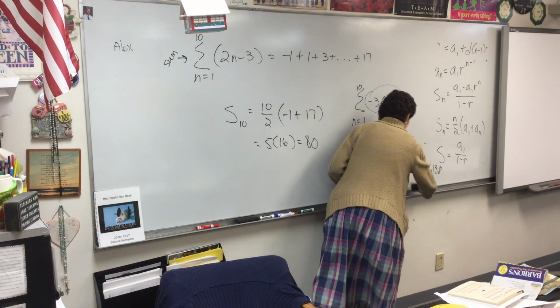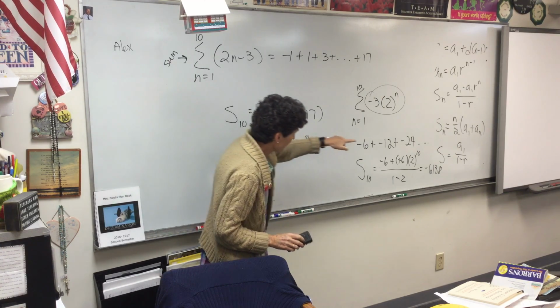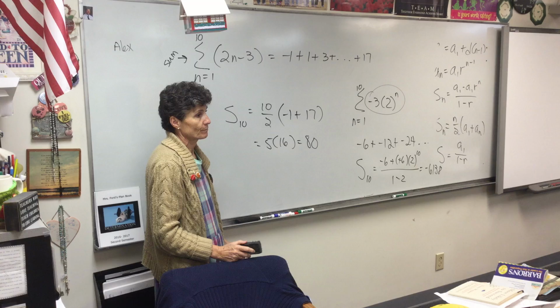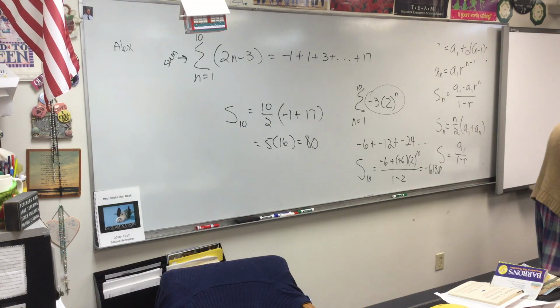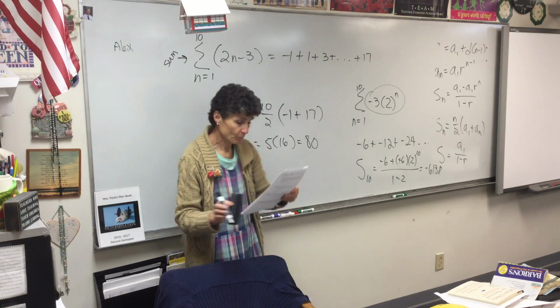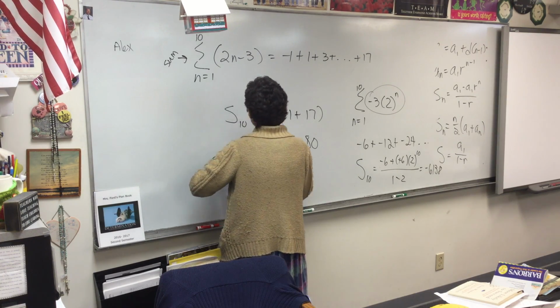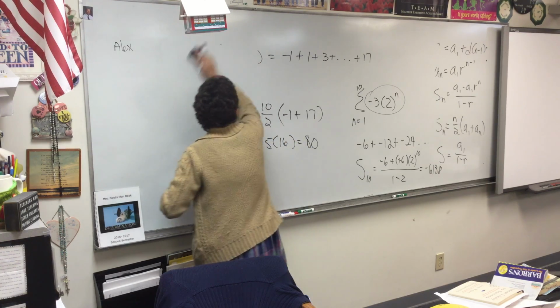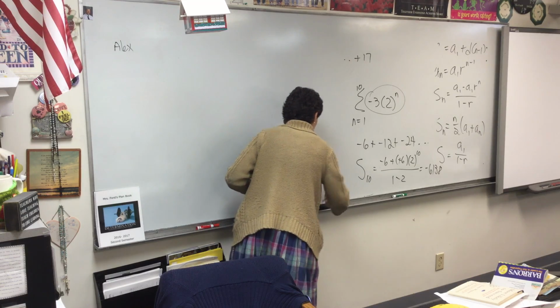Now, Brenton is saying, Ms. Ford, what's that last formula used for? Well, that last formula is used for a problem like number 3. What's different about number 3? It's a sigma. You don't know when to stop.